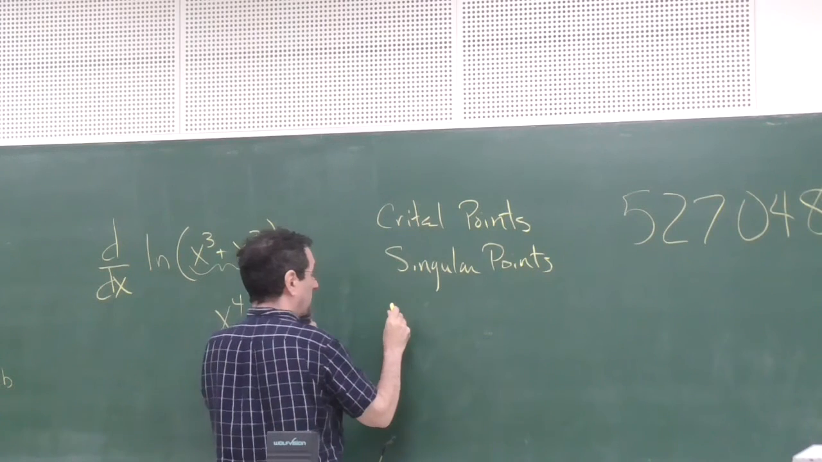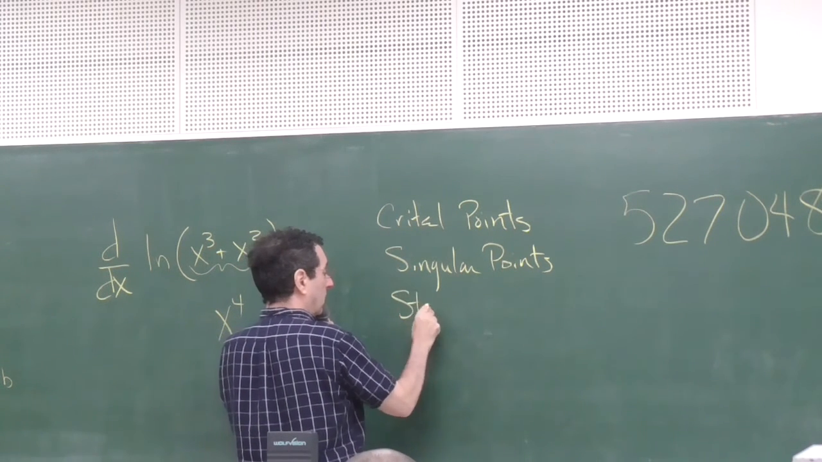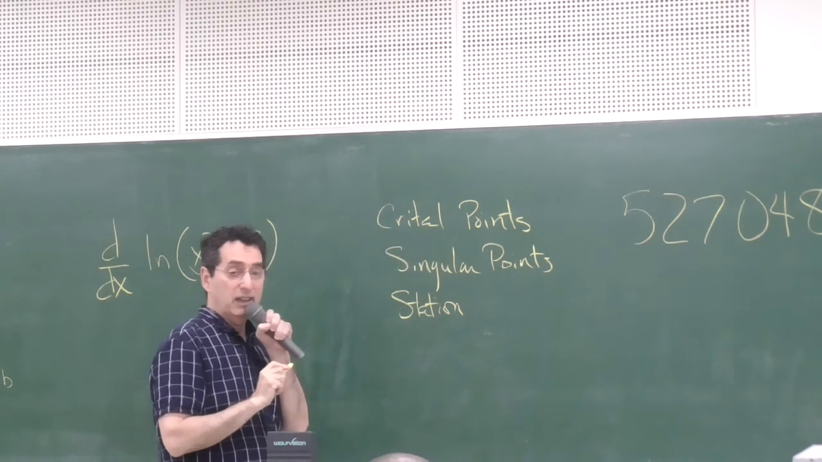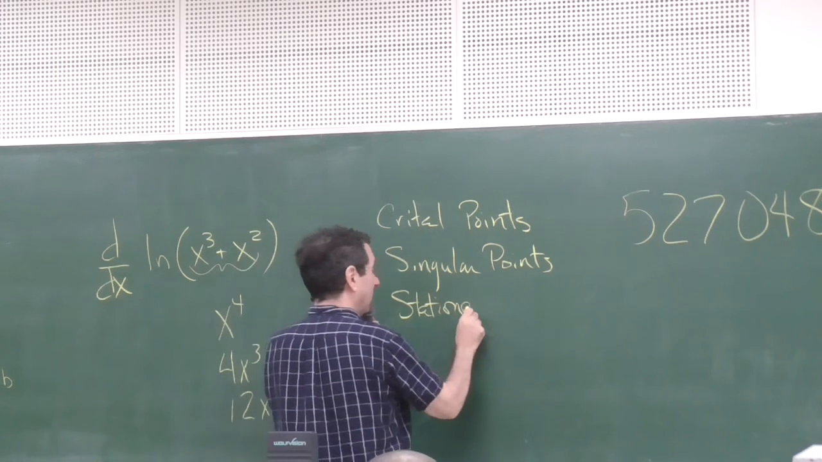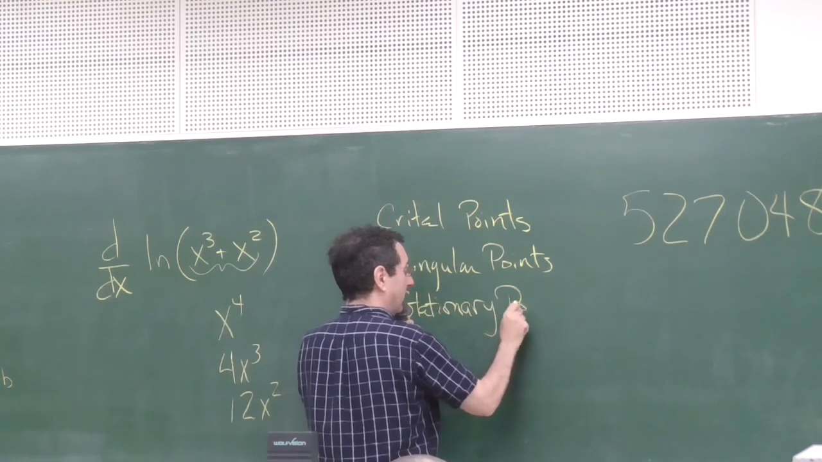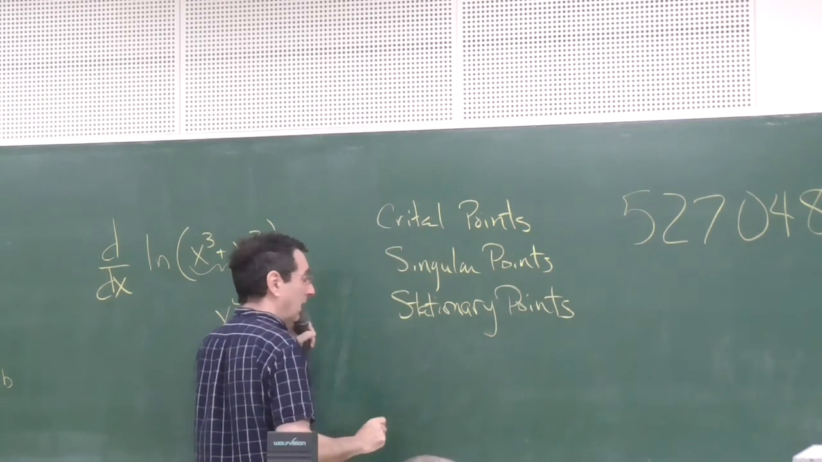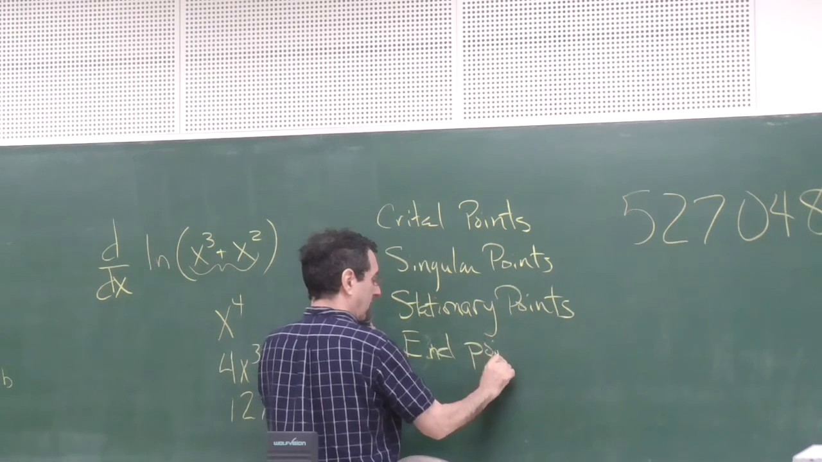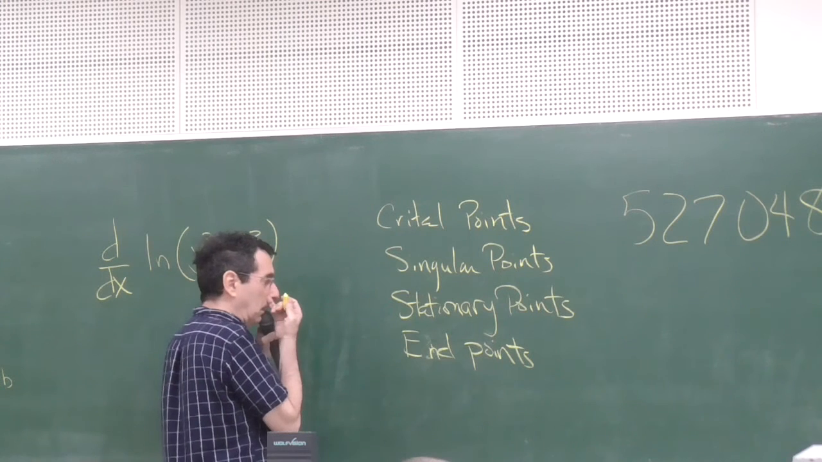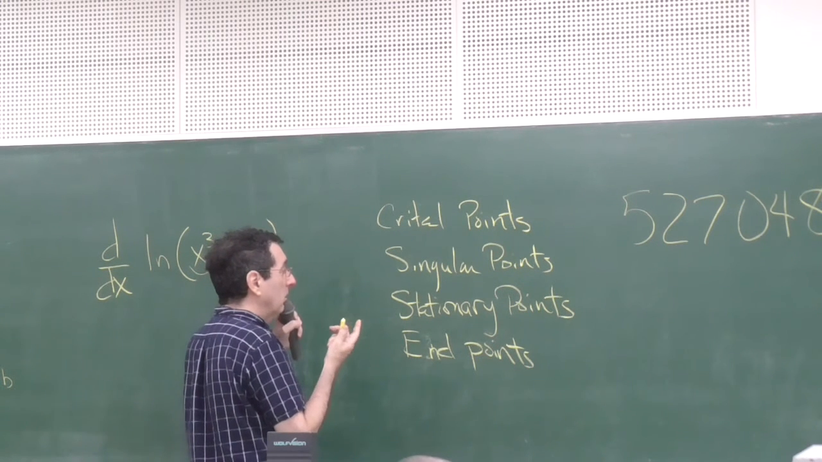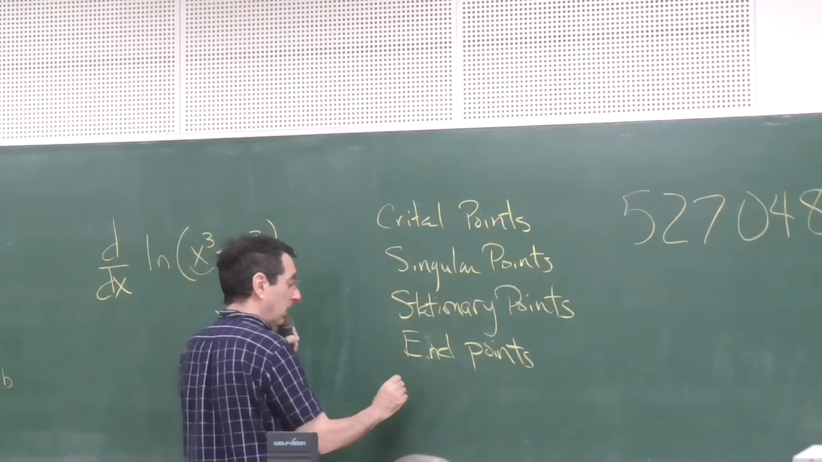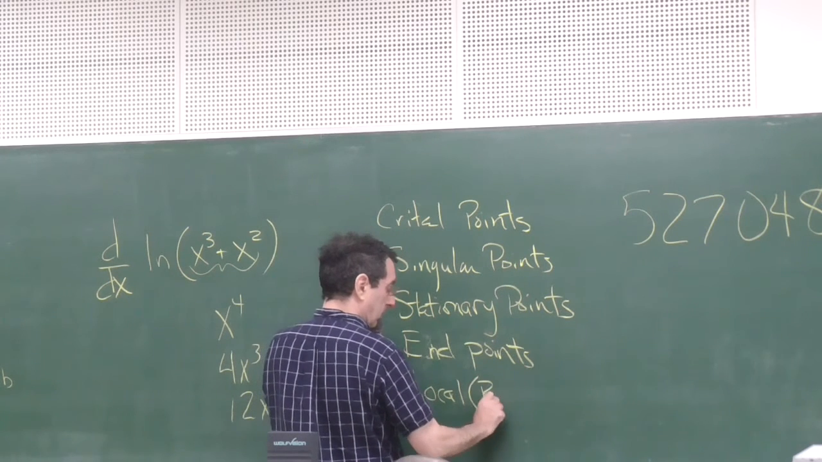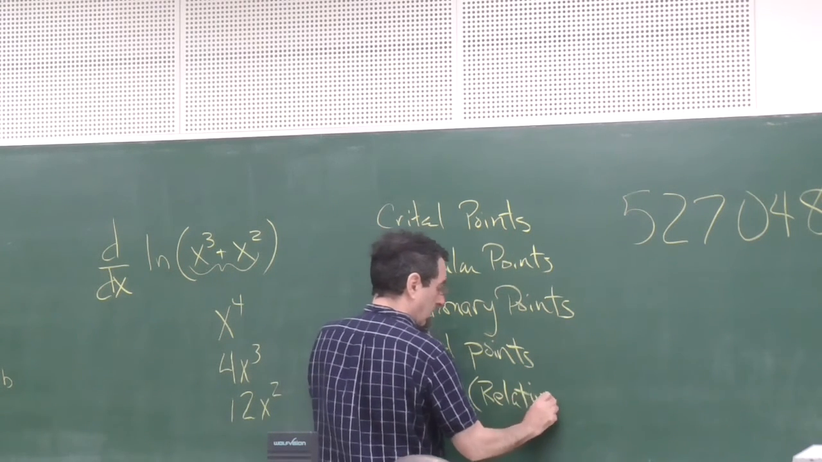what were the other ones? Stationary, how do you spell that? Stationary, is that with an E or an A? An A. Okay, thank you. Stationary points. And we had endpoints. And I think that's all. Critical, singular, stationary. Well, we also had local or relative, also called relative extrema.